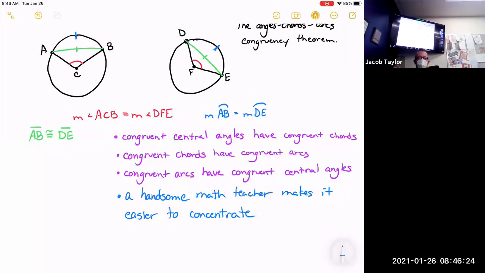It's on the test. And 3 of those things we can learn from the angles, chords, arcs congruency theorem, and the 4th one, I think, kind of obvious.